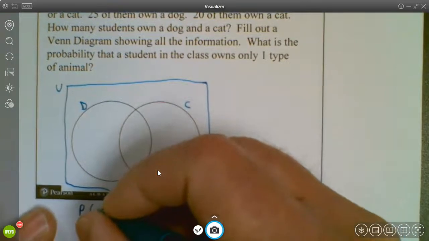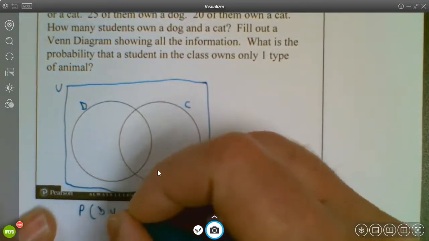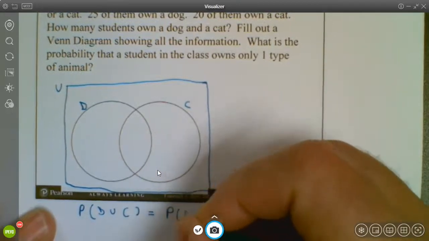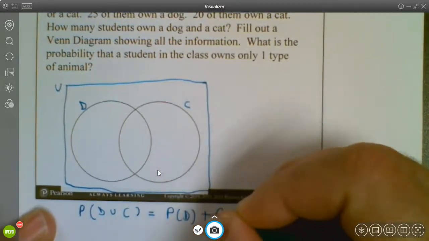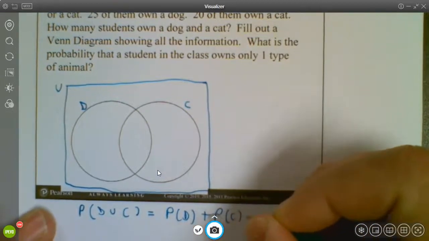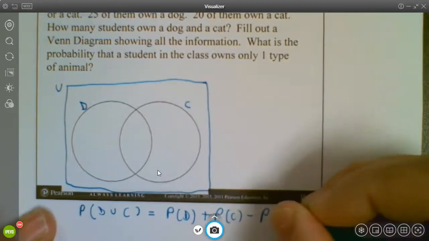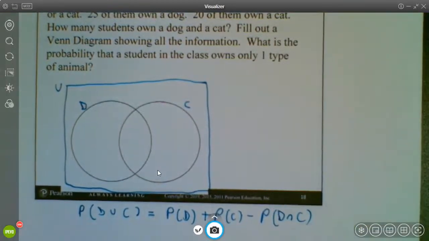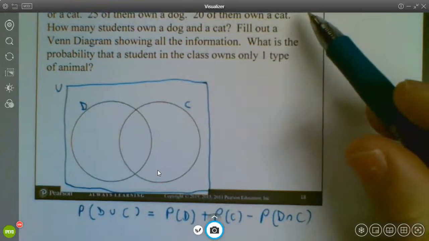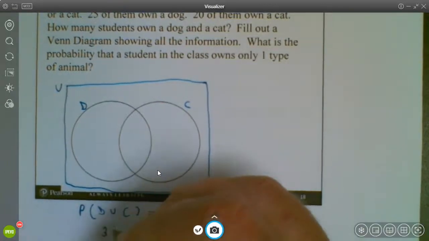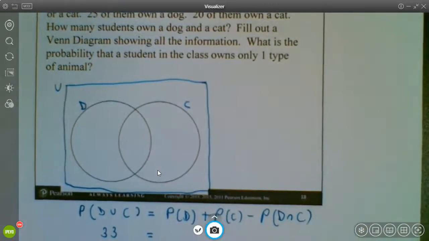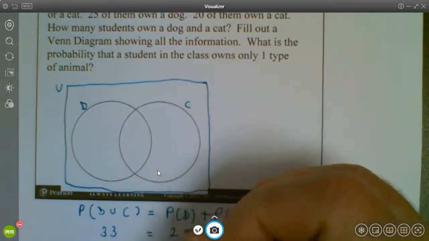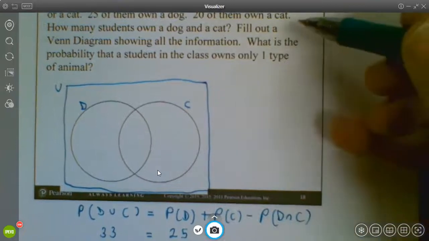So the probability of dog or cat should equal the probability of a dog plus the probability of a cat minus the overlap of dog and cat. All right, so let's just plug in what they told us. So in this case, 33 of them, dog or cat. Probability that they own a dog, well, there's 25. Or a cat, 20 own a cat.